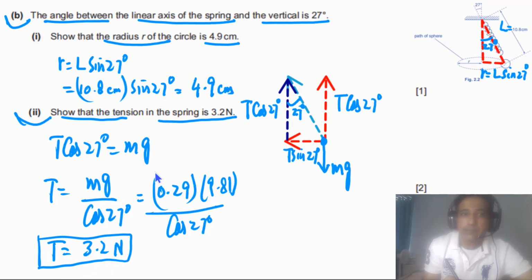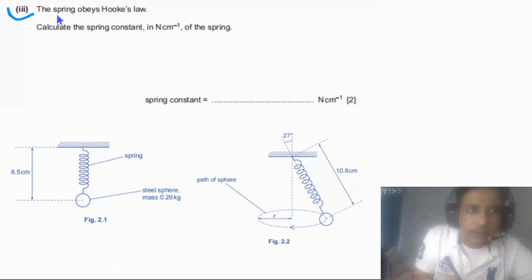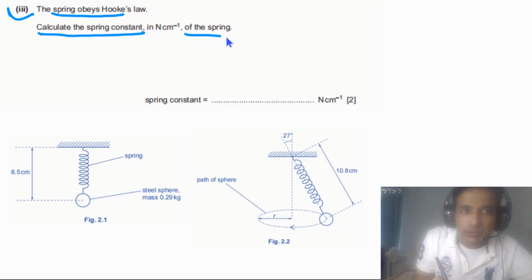This question has 2 marks. The first mark you will get if you have written this equation, you will get 1 C mark even if your answer is wrong. But if you got the right answer, you will get 2 marks. Third part says the spring obeys Hooke's law. Calculate the spring constant in newtons per centimeter of the spring.